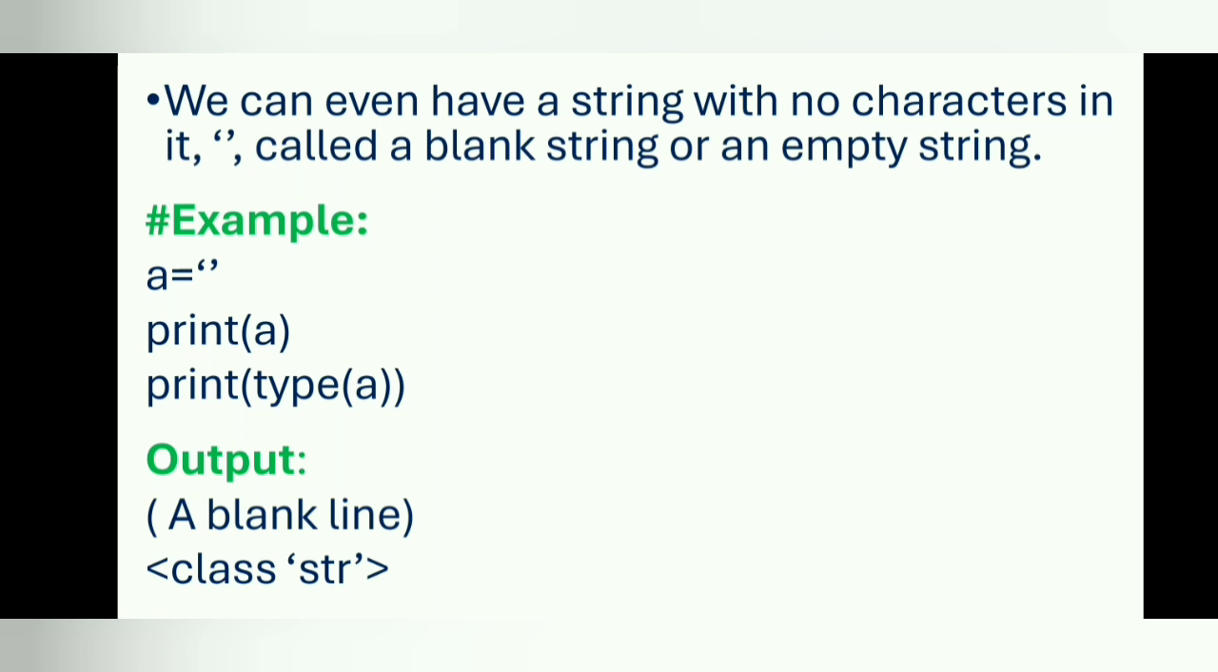Empty string. We can even have a string with no characters in it called a blank string or an empty string. Example. In this example, an empty string is assigned to the variable a. The first print statement will display a blank line. The next print statement will display the data type of the variable a, which is str. String data types are represented by the str class in Python.